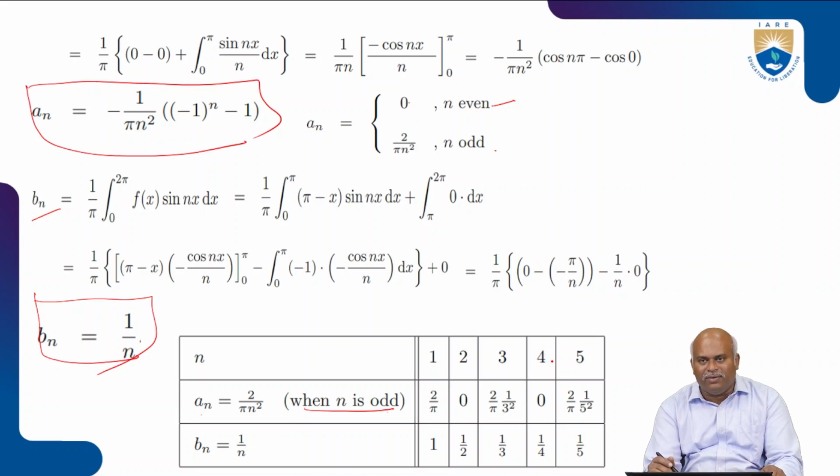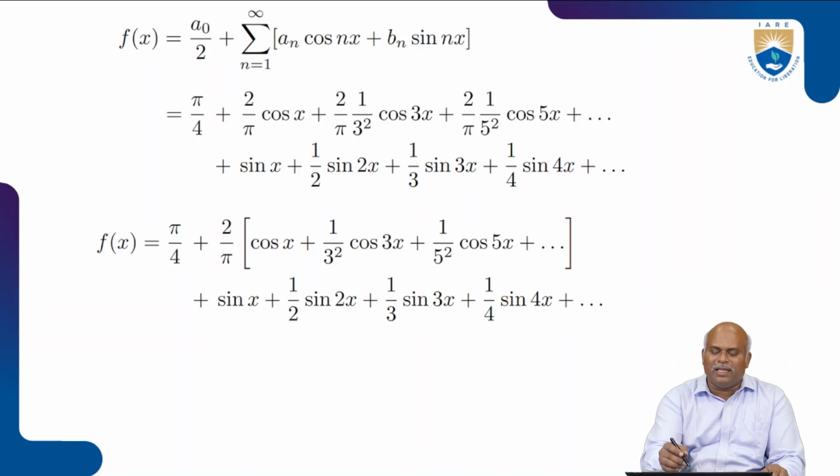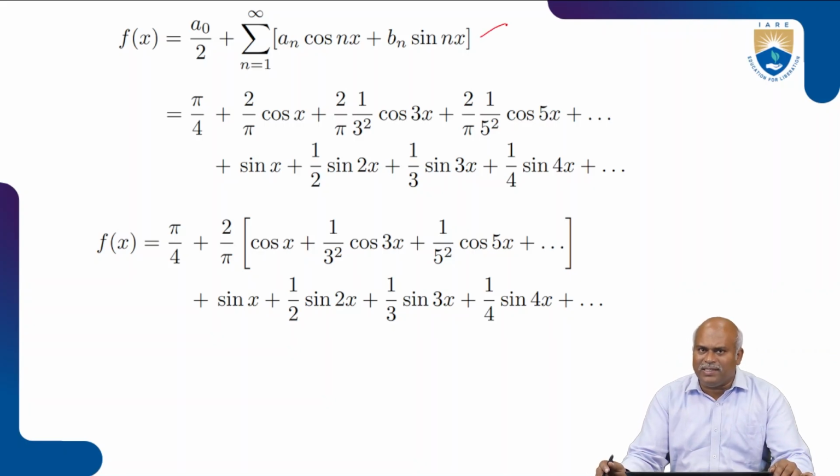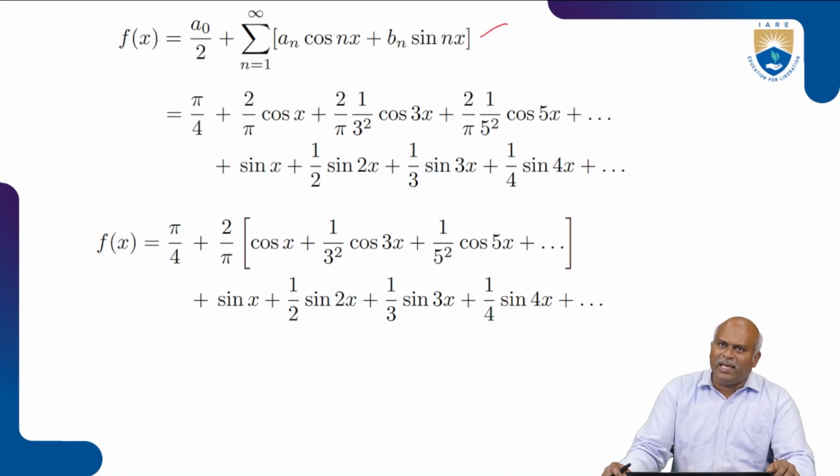Then n equal to 4 is represented as an even number. A of n equal to 0, b of n equal to 1 by 4. Then for 5, 2 by 5, 1 by 5 square. Here b of n equal to 1 by 5. So these values we need to substitute into the trigonometric Fourier series for a0, an and bn.